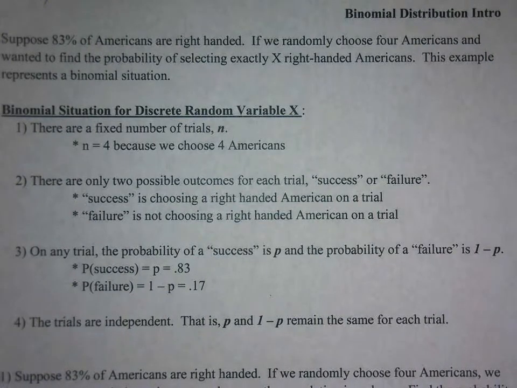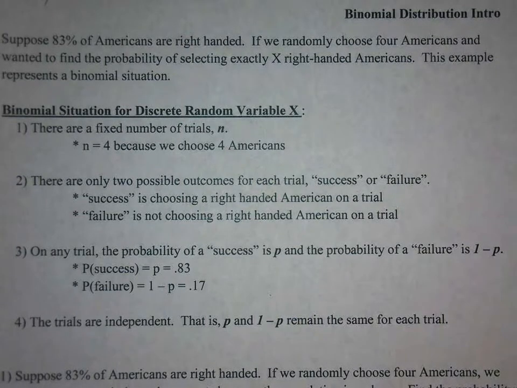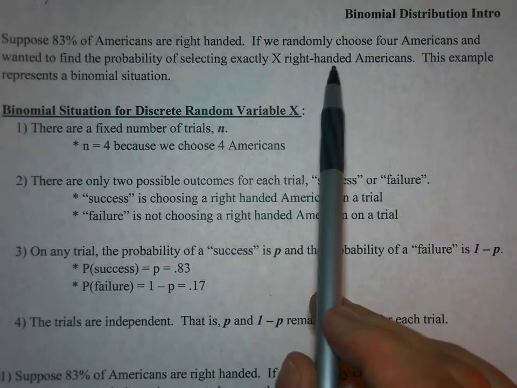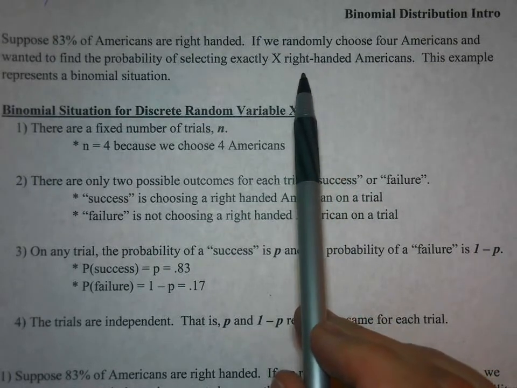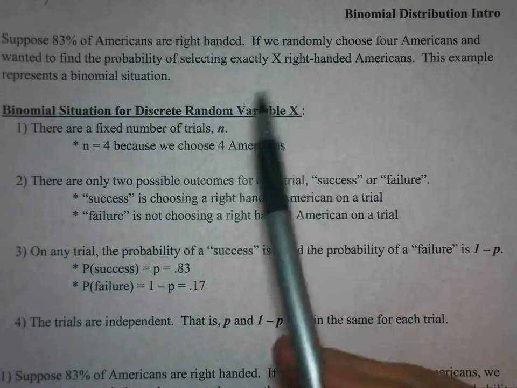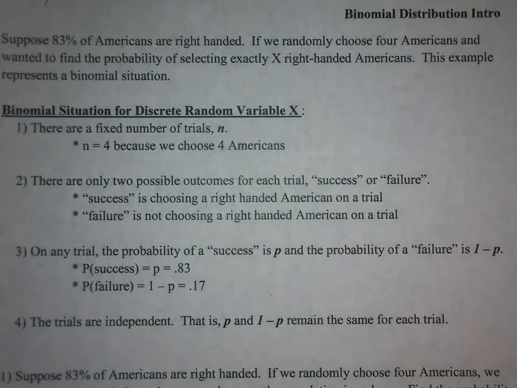Suppose 83% of Americans are right-handed. If we randomly choose 4 Americans and we wanted to find the probability of selecting exactly X right-handed Americans, this represents a binomial situation. So choosing X number of right-handed Americans, we could choose exactly 0, exactly 1, exactly 2, exactly 3, or exactly 4. So those are the only possibilities for our random variable X.